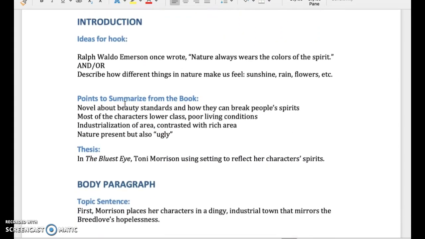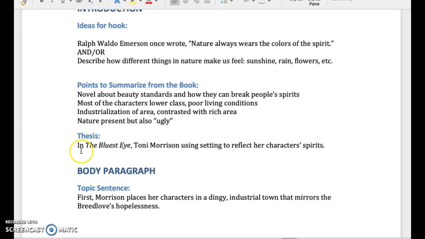Okay. So I filled in a hook, an idea for how I could kind of open the essay, some brief points to summarize related to my thesis. So some things I want to mention about the novel. And then I have my thesis here. So in The Bluest Eye, Toni Morrison uses setting to reflect her character's spirits.